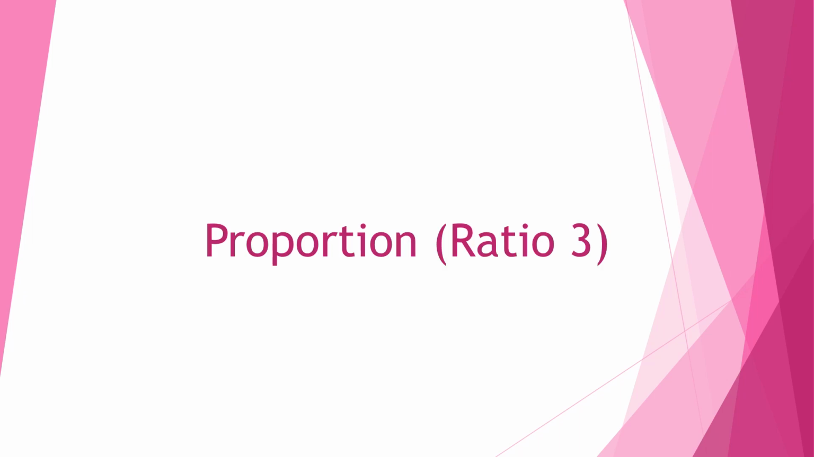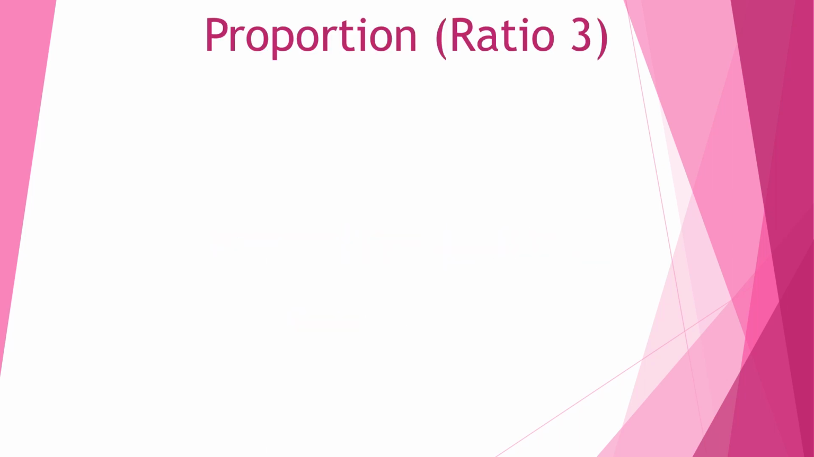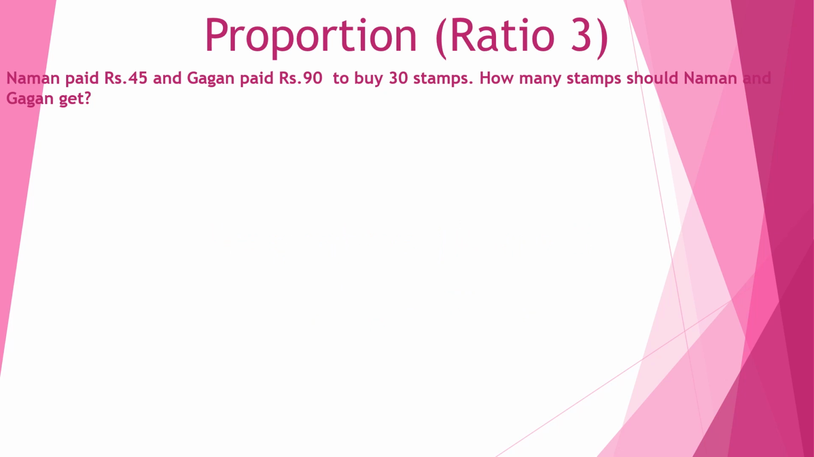Proportion, Ratio 2, Class 6, NCERT, Chapter 12, Exercise 12.2. Naman paid rupees 45 and Gagan paid rupees 90 to buy 30 stamps. How many stamps should Naman and Gagan get?